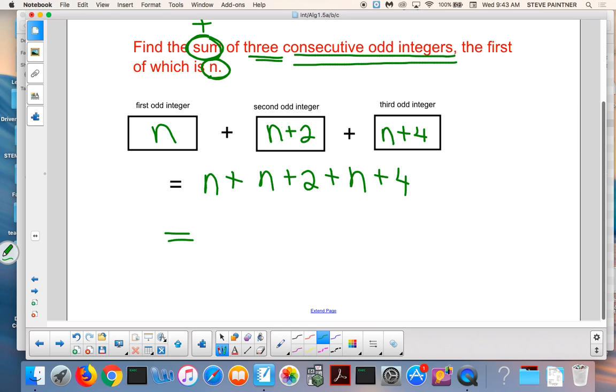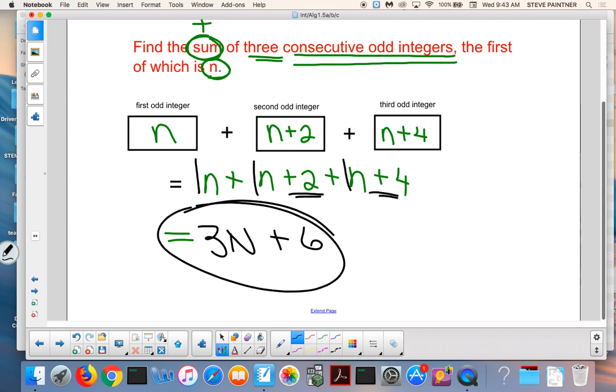What do all 3 of them add up to? 1n, 1n, 1n makes what? 3n. Plus what? 6. Oh, shoot. I should have said, can I add the 3 and the 6 and get 9n? Is that the answer? No. Those are not like terms. Don't combine them. That's the answer: 3n plus 6. You okay? It's kind of weird, but that's what we're doing.